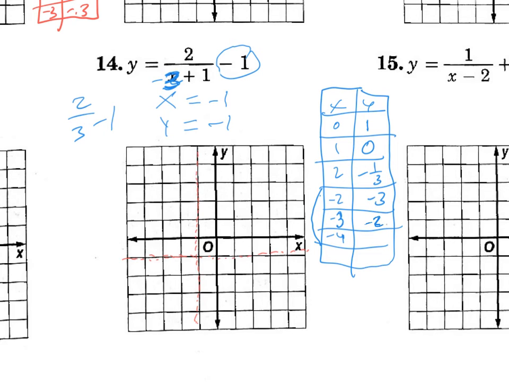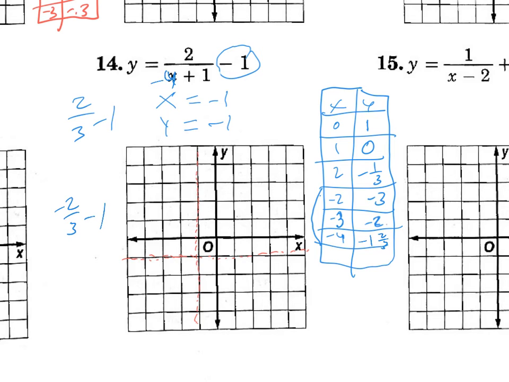And then if we put a negative 4 in there, negative 4 plus 1 is negative 3. So negative 2/3 minus 1. So negative 1 2/3. All right, so if we put our dots on, remember we want to not touch the asymptotes, but get very close.